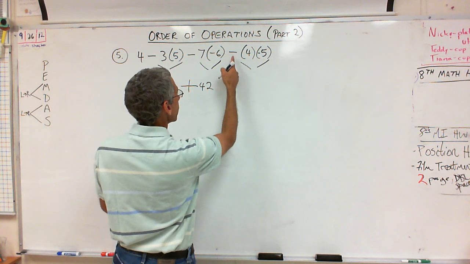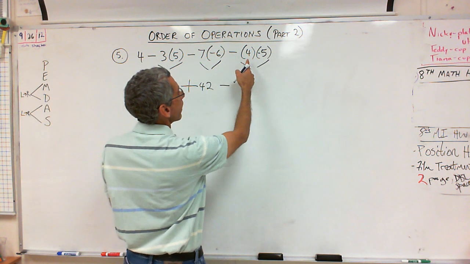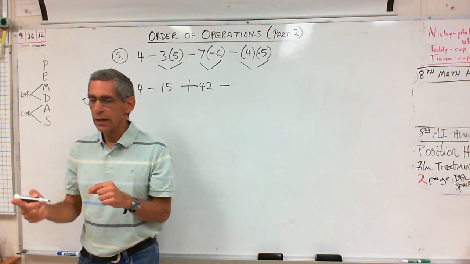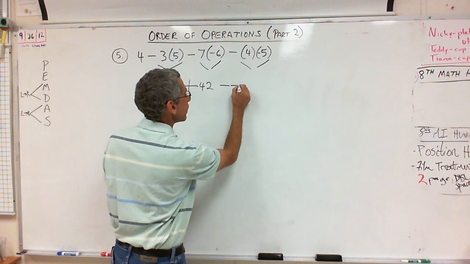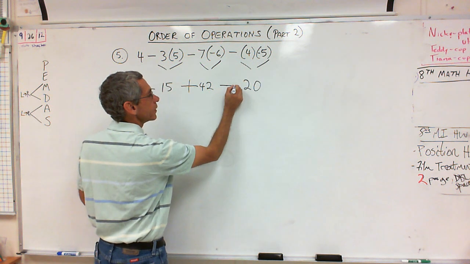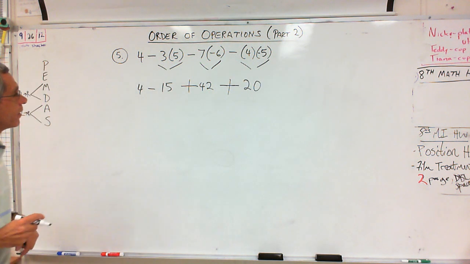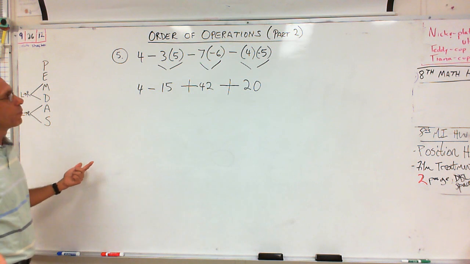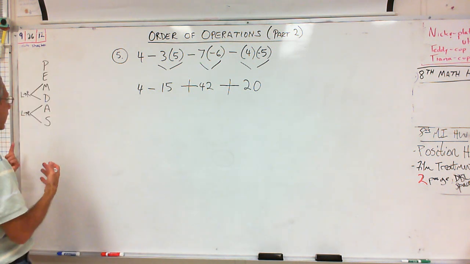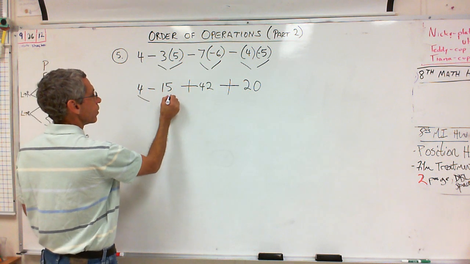All right, and then I've got another negative here. Oh, and then look, I have 4 times negative 5. What's that? Negative 20. So I'm going to put my negative here, and then 20. I get to do this again. Yes! Yay. All right, so now I have gotten rid of all my multiplies, all my divides. All I have is adding and subtracting. So what's 4 minus 15?